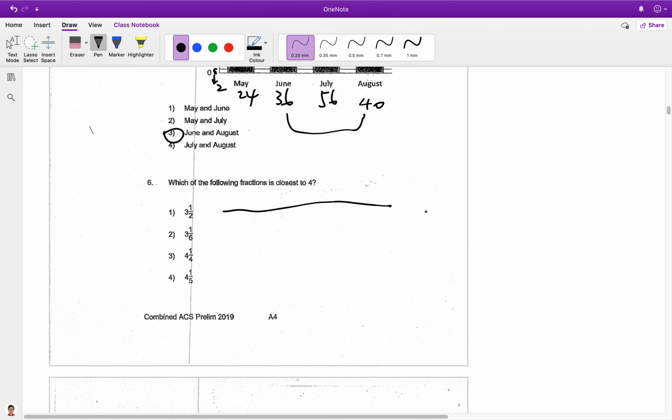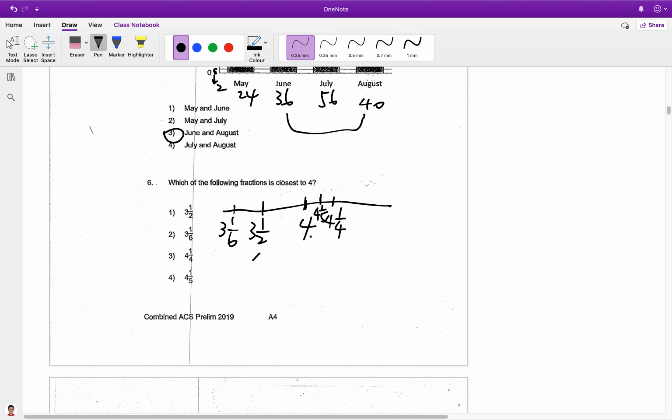If we put them onto this axis, this is 4. Then we can write down where the numbers are. So 3 1/2, right? This one's 3 1/6, so 3 1/6 is less than this one. This one is 4 1/4, and this one 4 1/5. Well, we see which is closest.